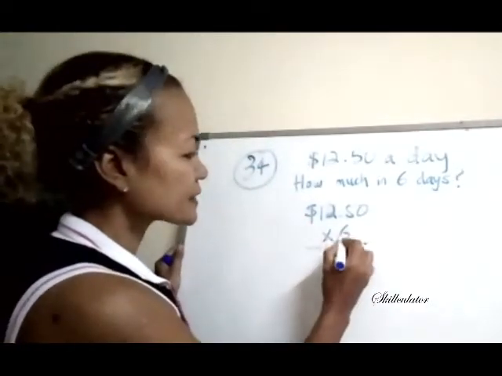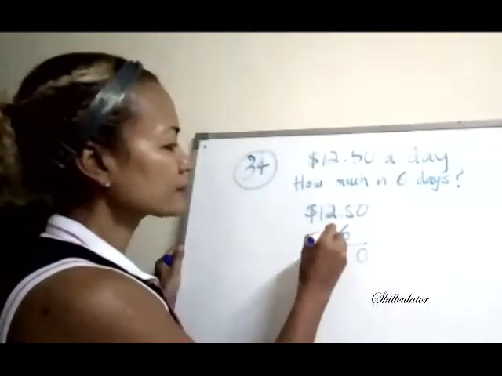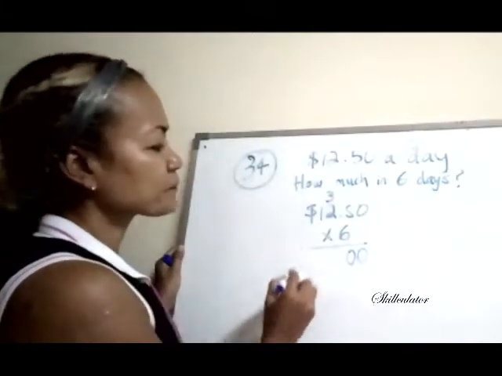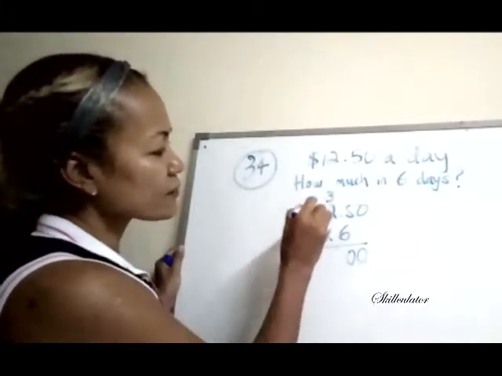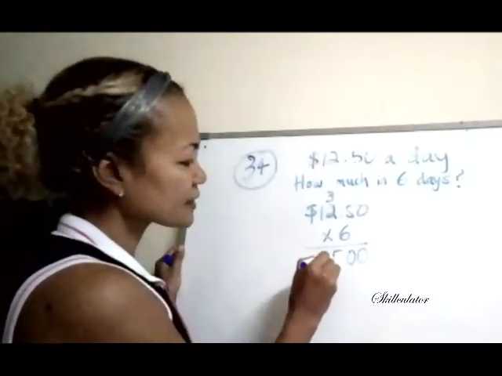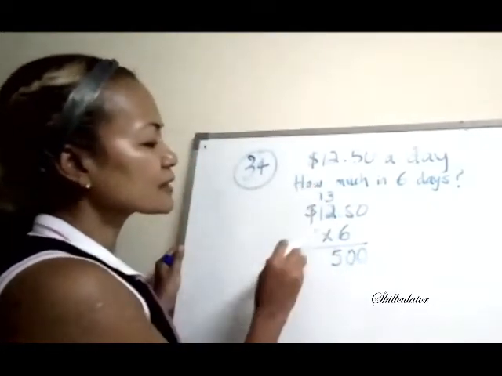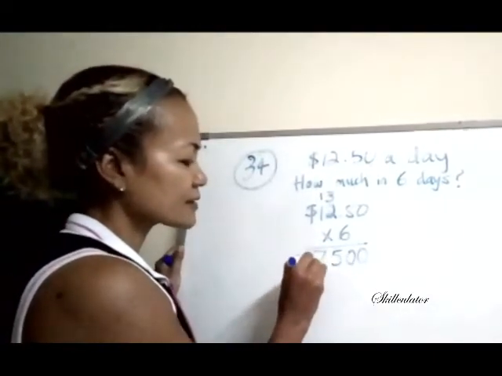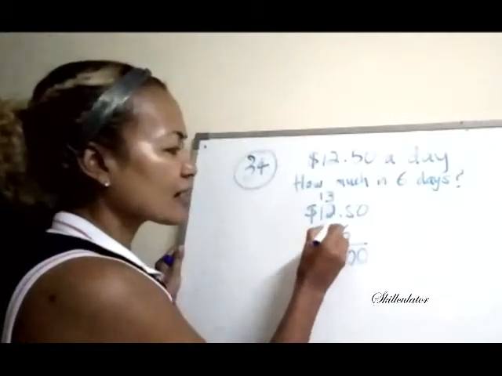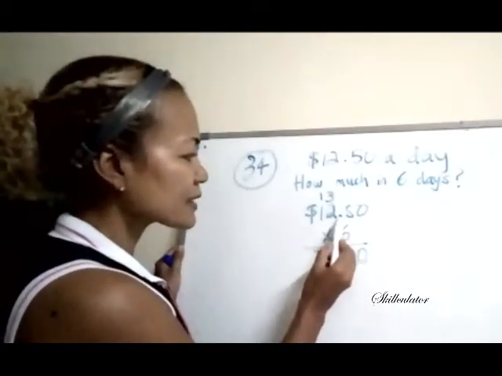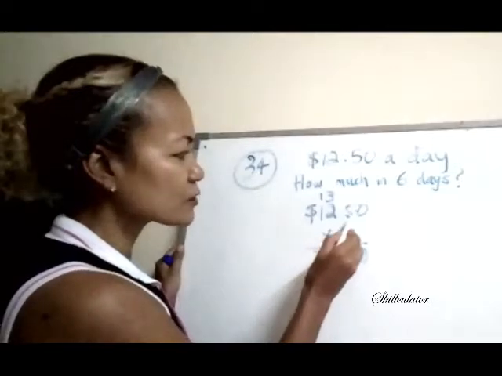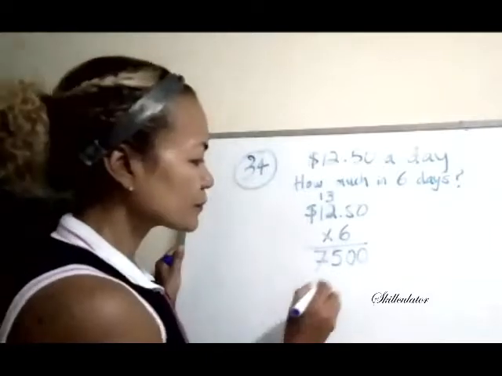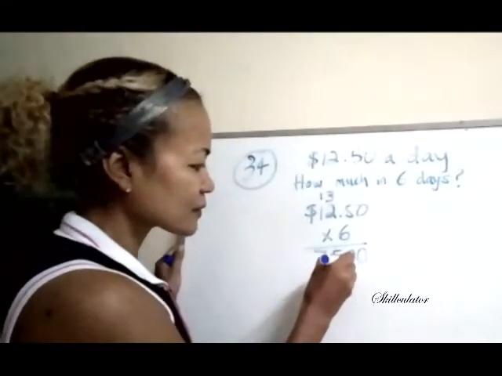So we'll start. 6 times 0, 0. 6 5s are 30, 0. Carry 3. 6 2s are 12, 13, 14, 15. Carry 1. 1 times 6, 6 plus 1 is 7. Okay. Now, like I said at the beginning, count how many places after the decimal place. Here, 1, 2, and on this one, 0. So you've got 2, and so you put the decimal place right there.